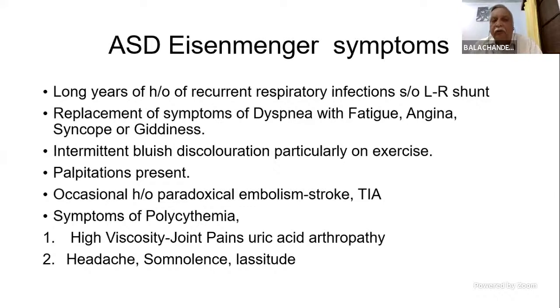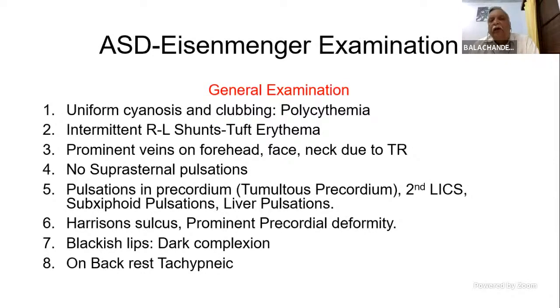The second is, of course, the symptoms: dyspnea, fatigue, angina, intermittent bluish discoloration, particularly on exercise. And this has to be demonstrated in the examination, if possible, if the patient is stable. Do not forget the exercise-induced bluish discoloration, which clearly tells you that we are dealing with the right to left shunt, especially in ASD. Palpitations are important. And of course, there can be a paradoxical impulse. Sometimes you can have symptoms of polycythemia, like high viscosity, uric acid arthropathy, headache, etc. Next slide. So this is the history of ASD.